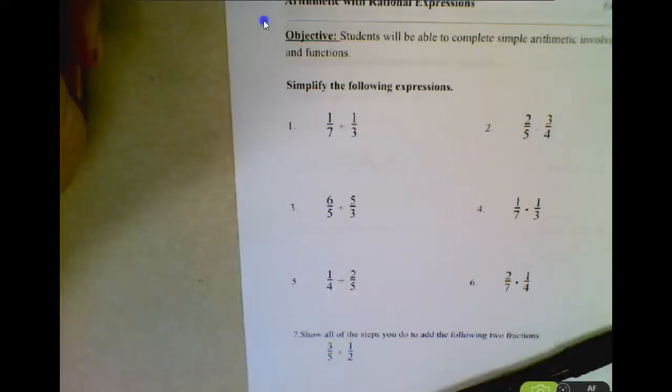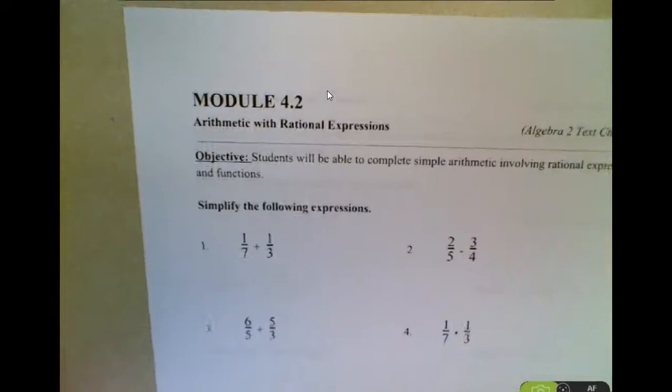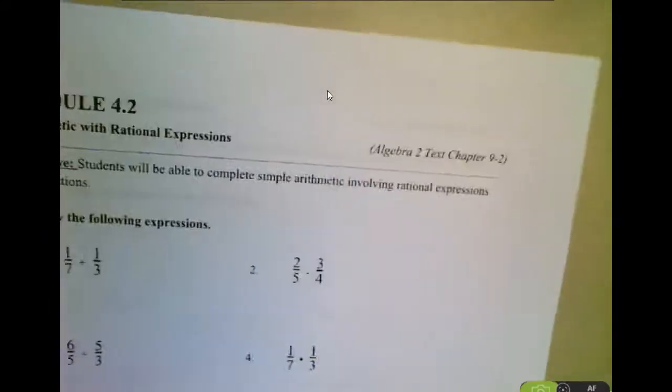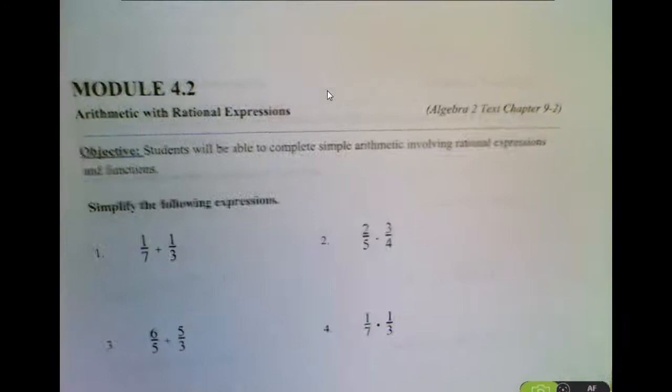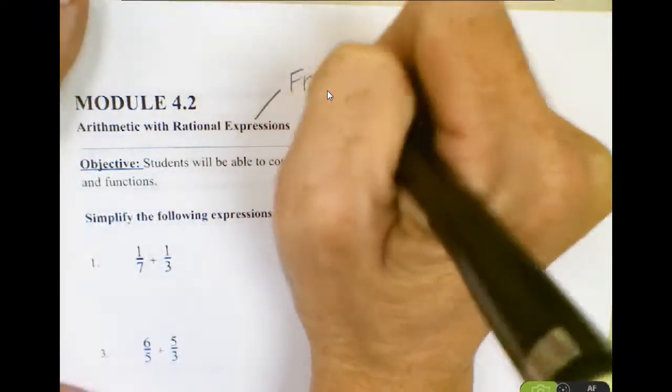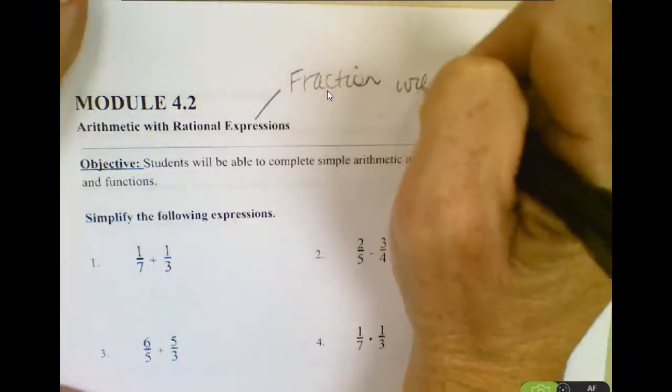Okay, so this is going to be module 4.2, which is working on adding, subtracting, actually all different arithmetic functions with rational expressions. Remember, a rational expression is just a fraction with a variable in it. Okay, so it's a fraction with a variable.